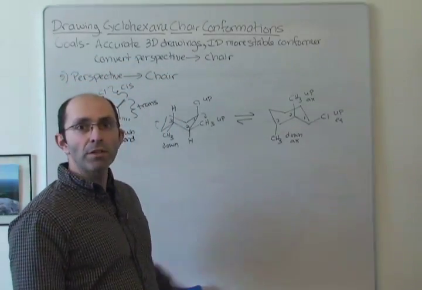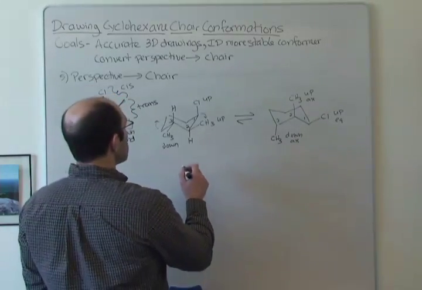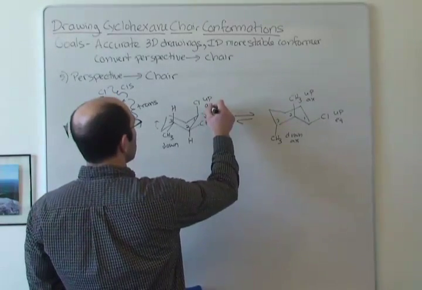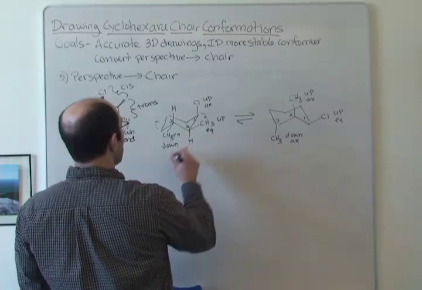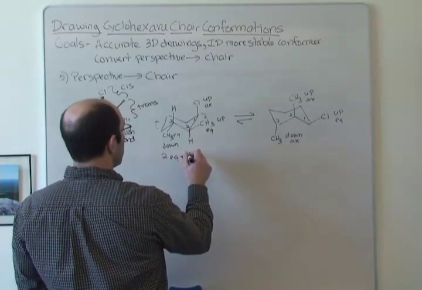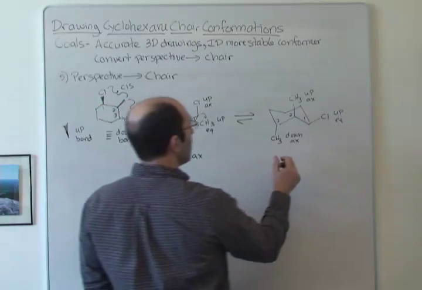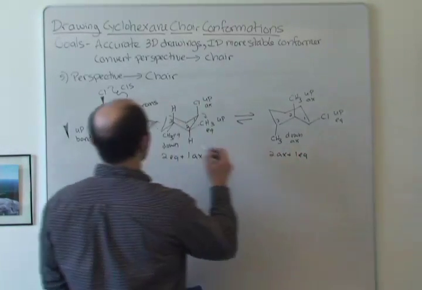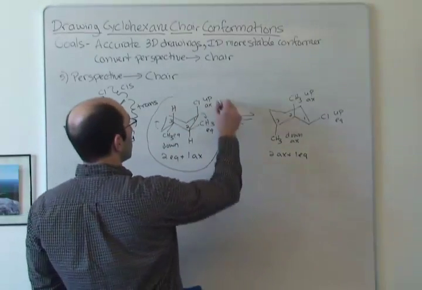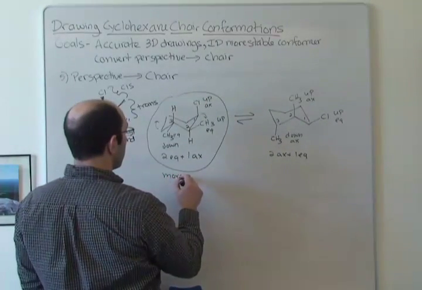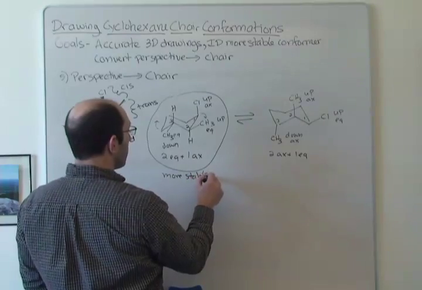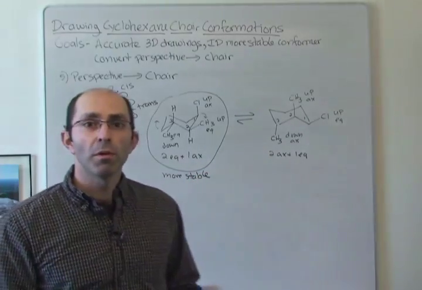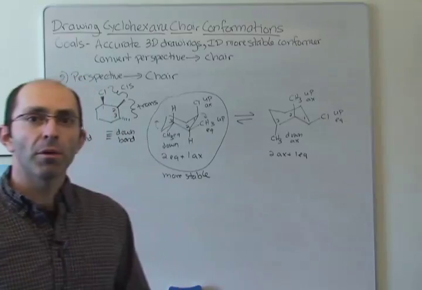And then to figure out which of these is the most stable, we just need to count up the number of axial and equatorial substituents. So here, again, we have axial, equatorial, equatorial. So we have 2 equatorial and 1 axial. And over here, we have 2 axial and 1 equatorial. So this one is going to be more stable because we have more groups equatorial. And if you build the model, it should be pretty clear that that one is going to be more stable.